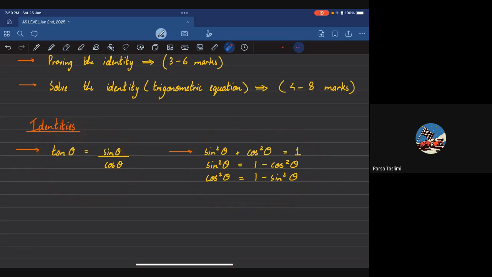Is this clear, guys? Is there anyone who does not get this? Let me know. No, Mr. I get it.